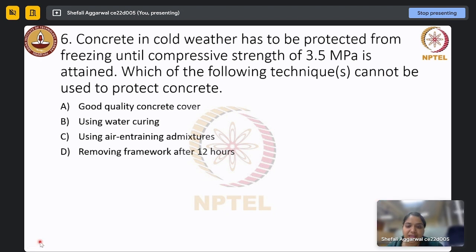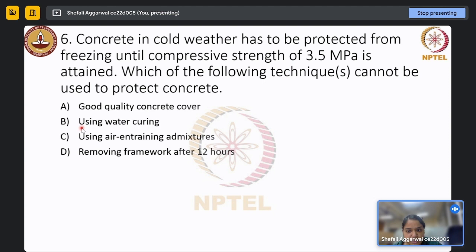Okay. So air entraining admixture is actually used for concreting in cold weather. How do these admixtures work? They make some pores inside the concrete. When we experience freezing and thawing, these pores will be filled with water, and it will prevent our concrete from cracking. So using air entraining admixture is the right option, not the wrong option. And the wrong option is using water curing. If we are using water curing, there are chances that this water will freeze and can cause cracking in the initial stage itself, even before the concrete is set.